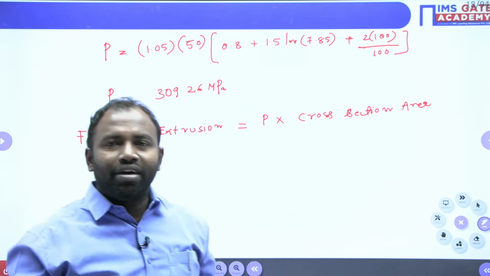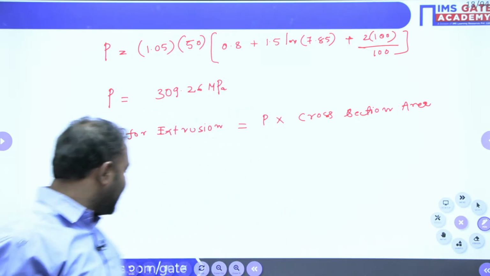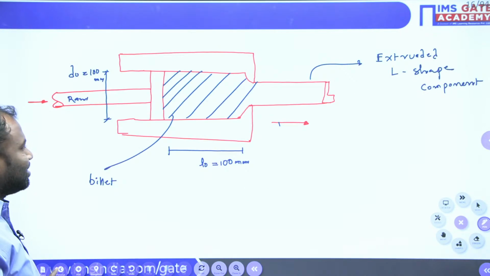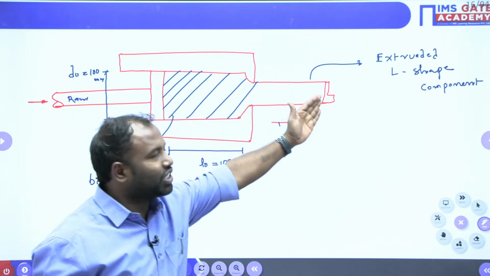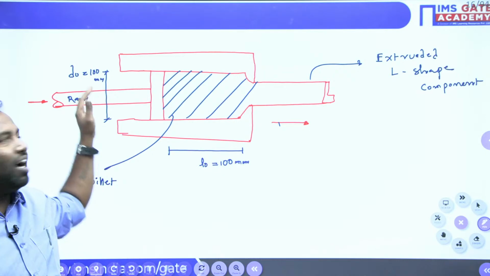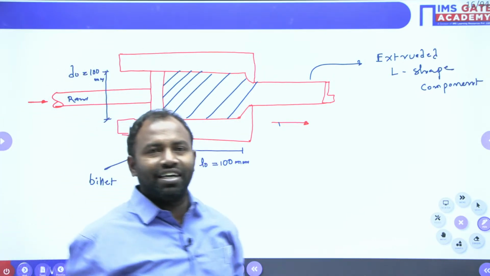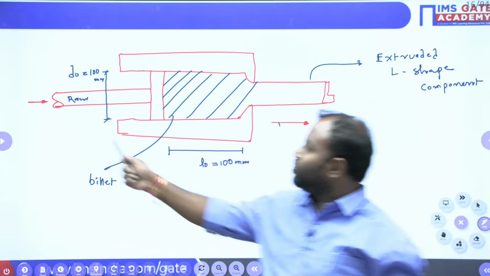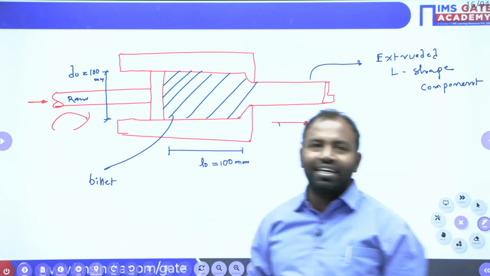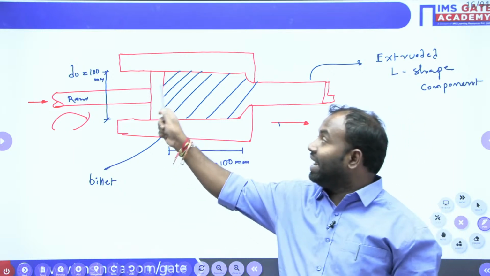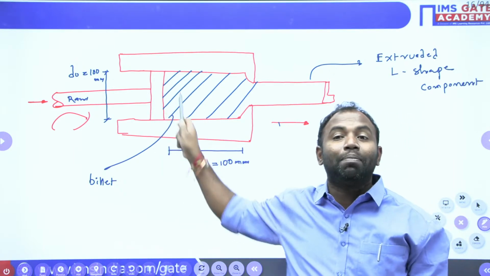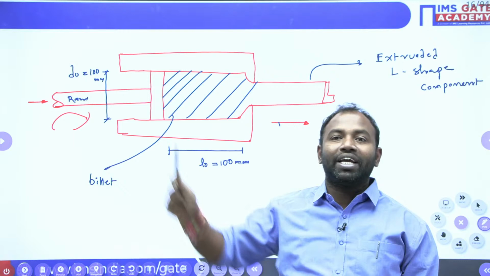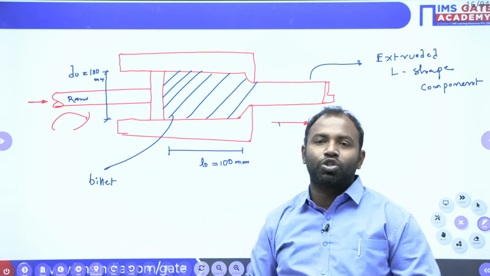Now here in the extrusion process, which area are we supposed to consider? Either the final cross section area or the initial cross section area. Why? Because in the extrusion process we are applying the force from the back side. That is the reason why the initial cross section area has to be multiplied with the pressure, so that you will get the force required for the extrusion process.